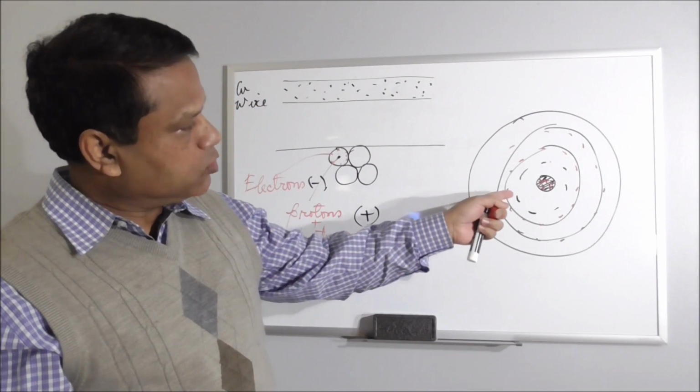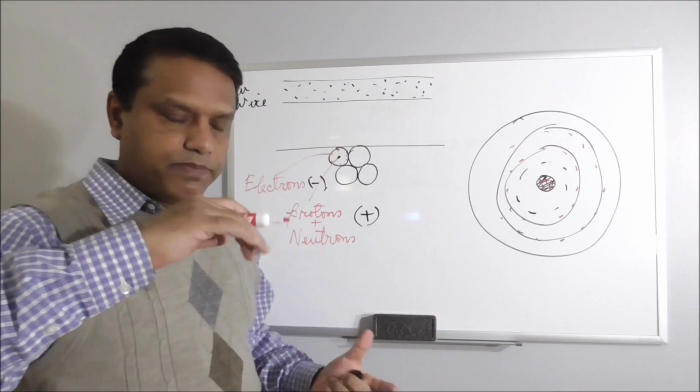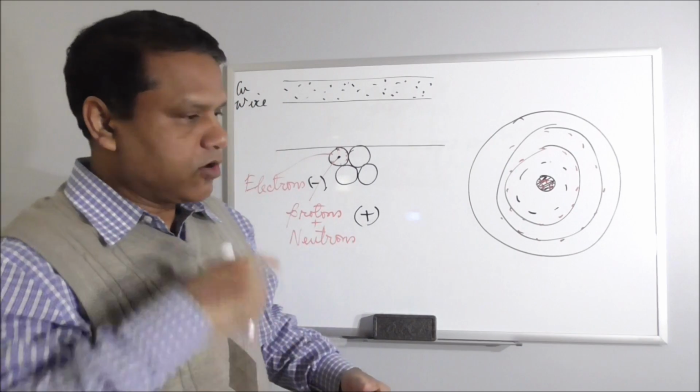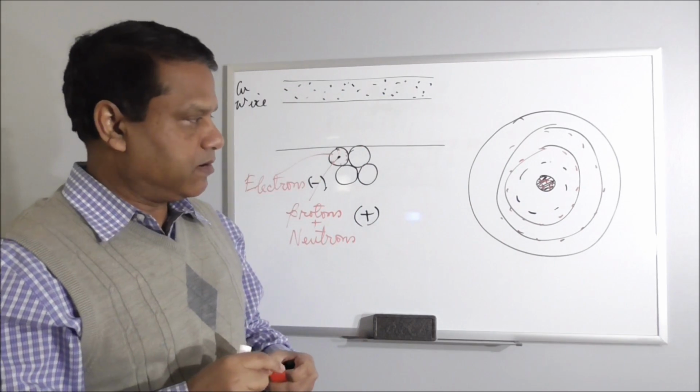So this is a two-dimensional picture. You have to visualize it as a three-dimensional spherical picture. So some electrons are going this way, some are going this way. They're not like in a plane. They're actually in a 3D spherical shape.